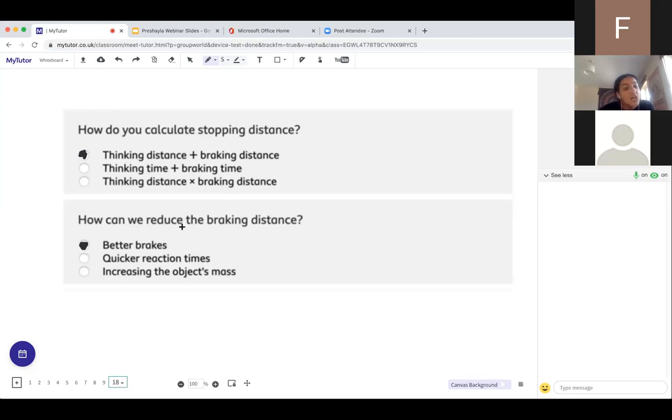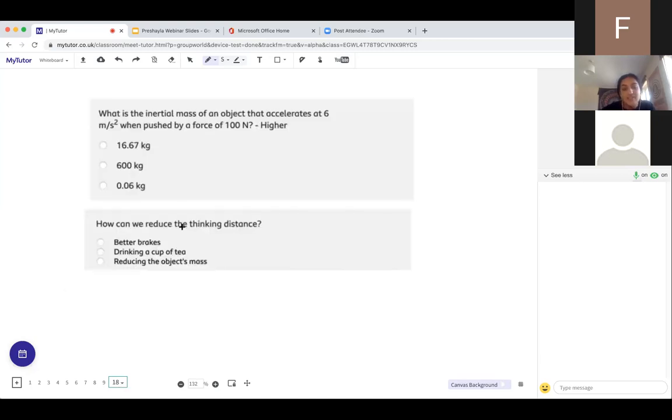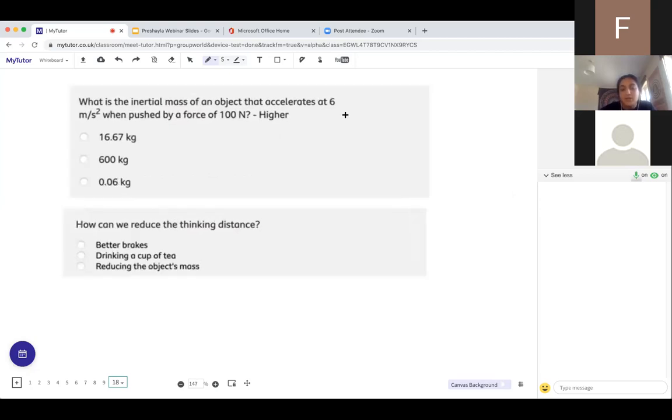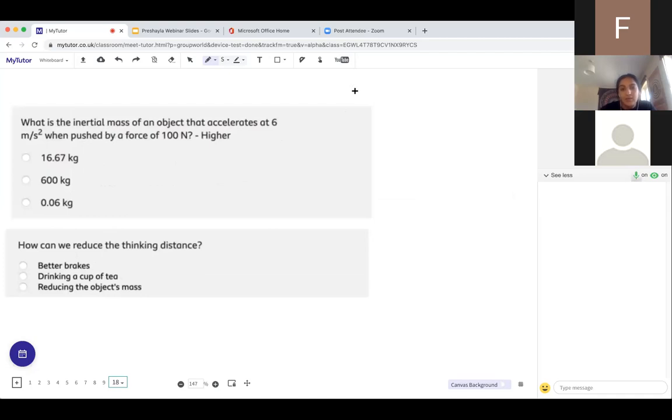Okay, what is the inertial mass of an object that accelerates at 6 meters per second squared when pushed by a force of 100 newtons? So if you are higher tier, in the equation F equals ma, the mass is the inertial mass, because the inertial mass is defined as the ratio, or the division, of F over A. If you're foundation, then don't worry, the mass was just the mass for you. But if you are higher tier, you need to know it as inertial mass.